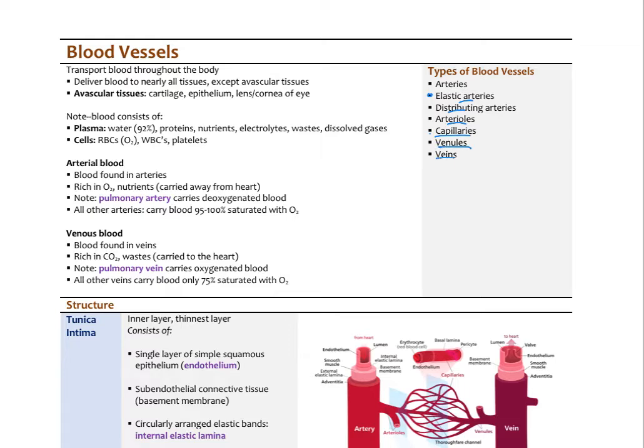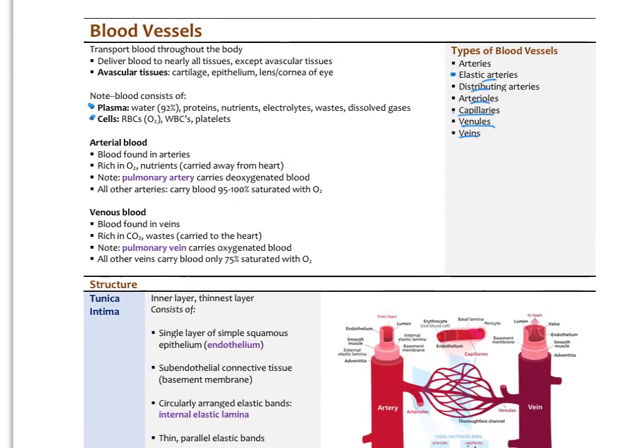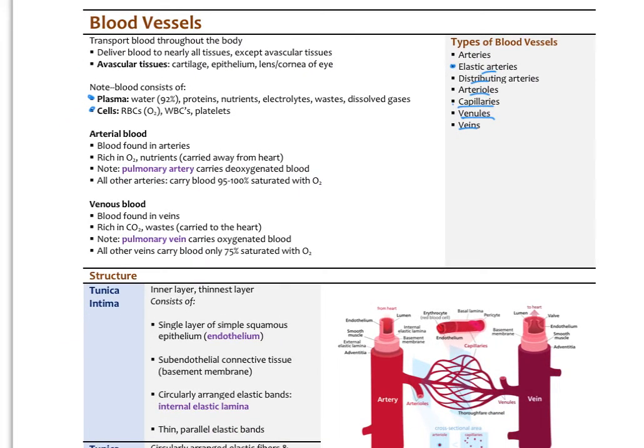Again, I won't go over the blood, but remember the difference here between plasma and the cells. Arterial blood is blood found in the arteries, rich in oxygen and nutrients, carried away from the heart. Again, note that the pulmonary artery actually is carrying deoxygenated blood, so it's not carrying arterial blood. Typically, the oxygen saturation is between 95 and 100%. And when that starts dropping, that could be a sign of all sorts of different problems like respiratory illnesses, as we saw, and so forth. So that would have to be looked at.